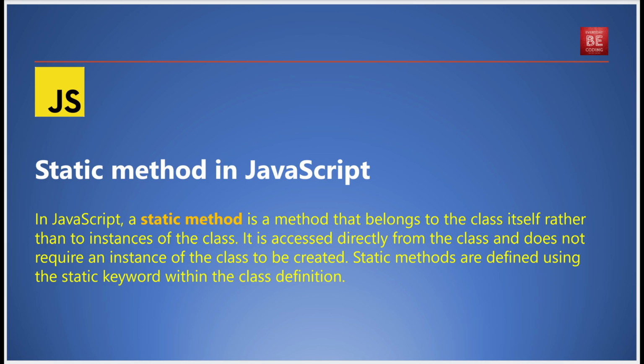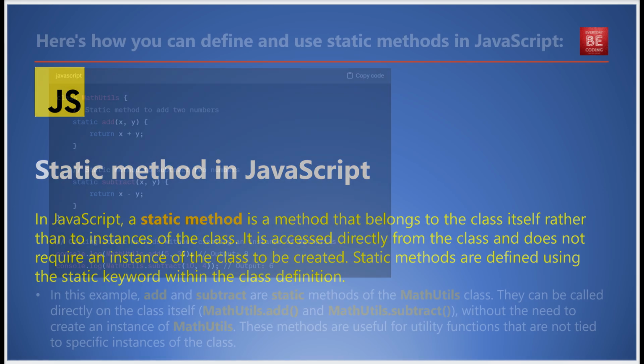In the realm of JavaScript, a static method is a method attached directly to the class rather than to instances of the class. It's like a library book that's always on the shelf, ready to be used by anyone without needing to be checked out.